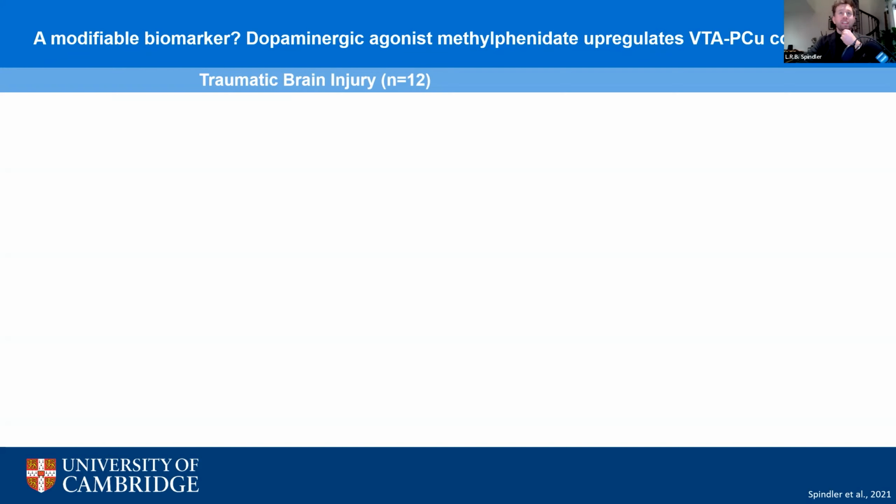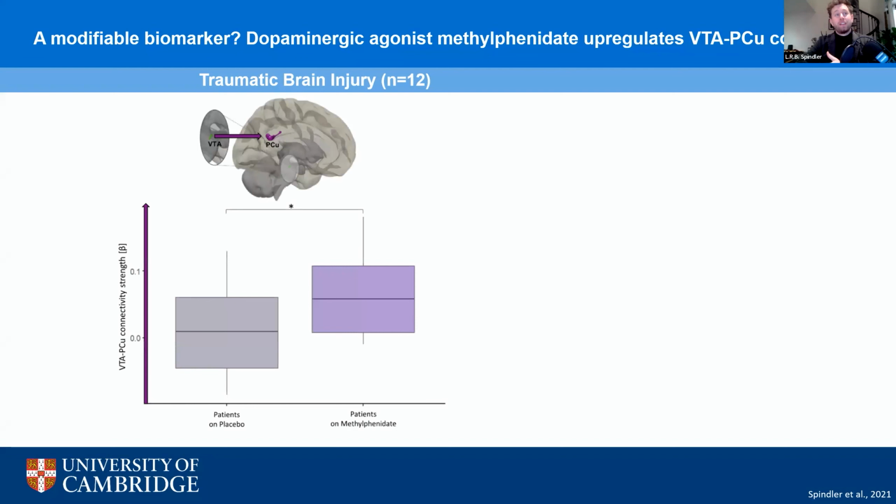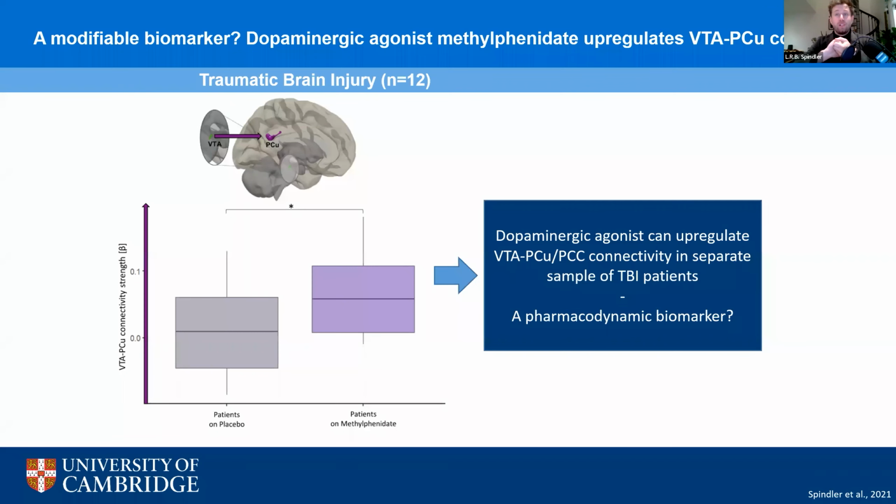And we unfortunately only had an unrelated traumatic brain injury dataset of people who did not have disorders of consciousness who received methylphenidate. But we did find that VTA connectivity to this posterior network node could be significantly upregulated by a dopaminergic agonist. And that, again, recapitulates a potential pharmacodynamic modifiable biomarker. And that ultimately tops off the fact that what we might be finding here is a key biomarker to maybe guide some therapeutic interventions in DOC and to track the effects that treatments are having.